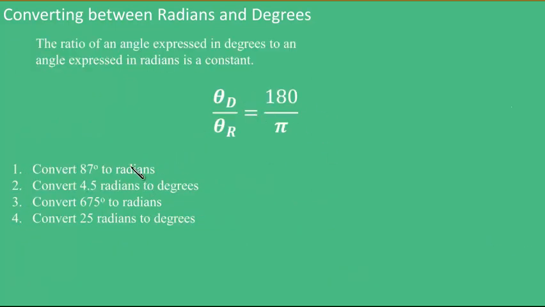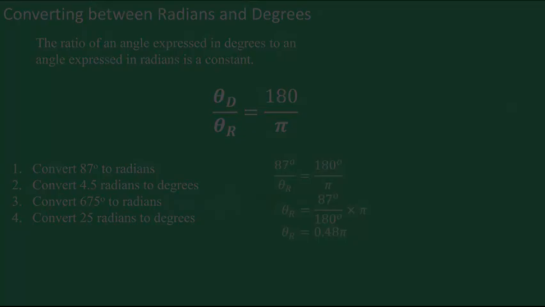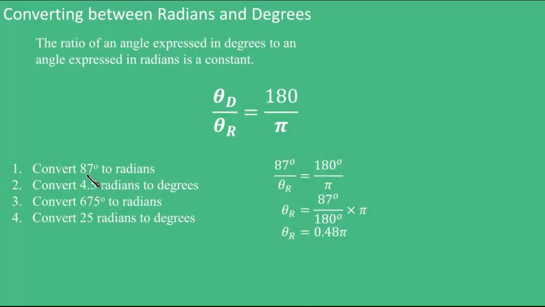So let's carry out some conversions now. First we are asked to convert 87 degrees to radians, and so we can simply use this relationship here. 87 degrees over the angle in radians is equal to 180 over pi. We make this the subject of the expression, and we find that the angle in radians is 0.48 pi radians.